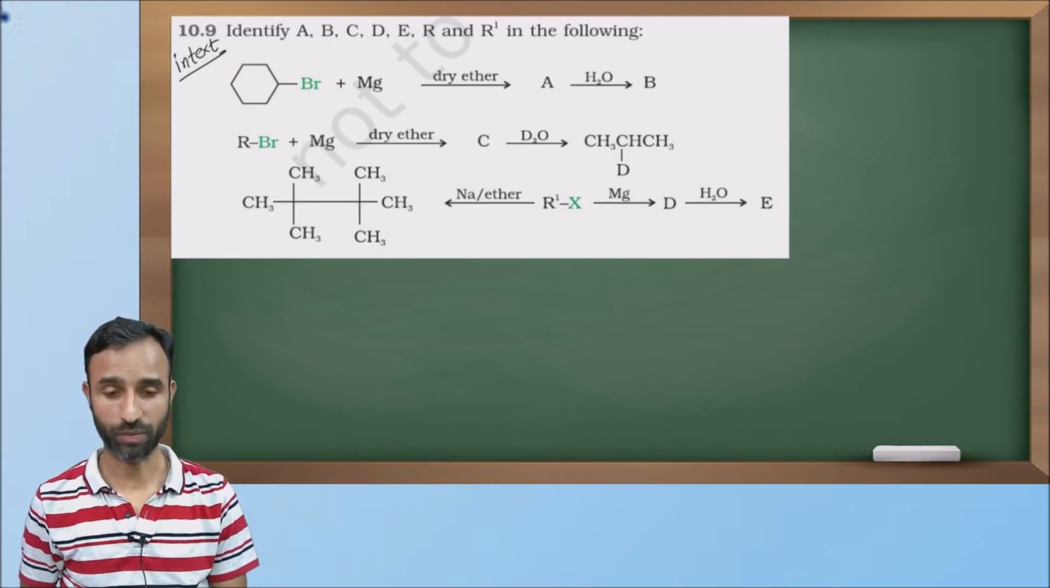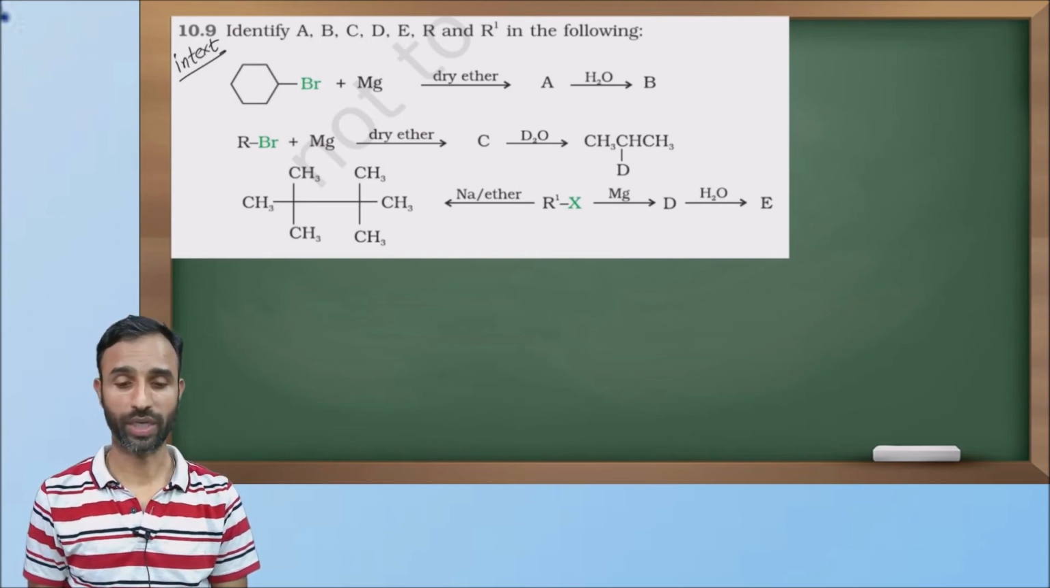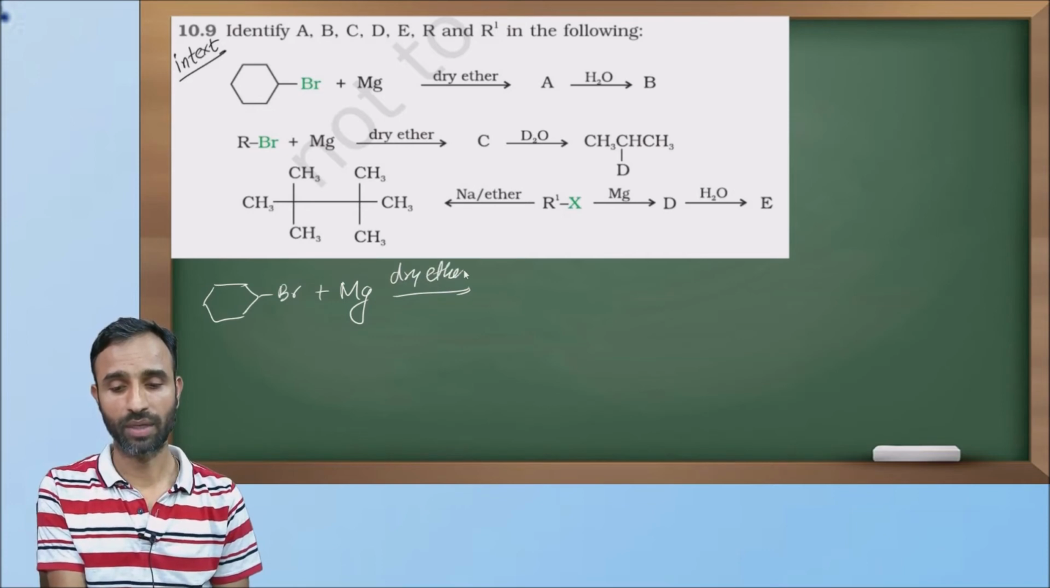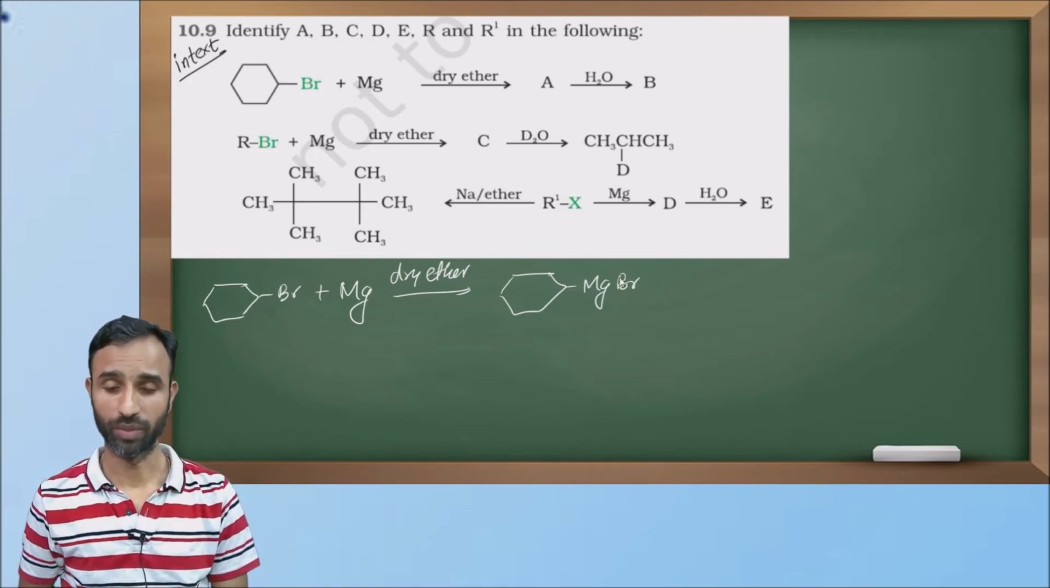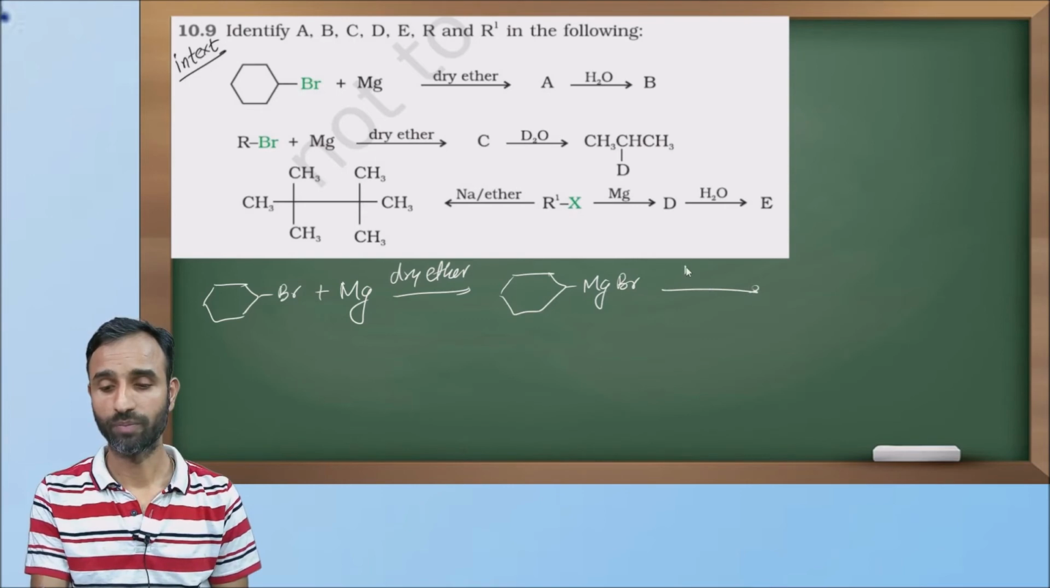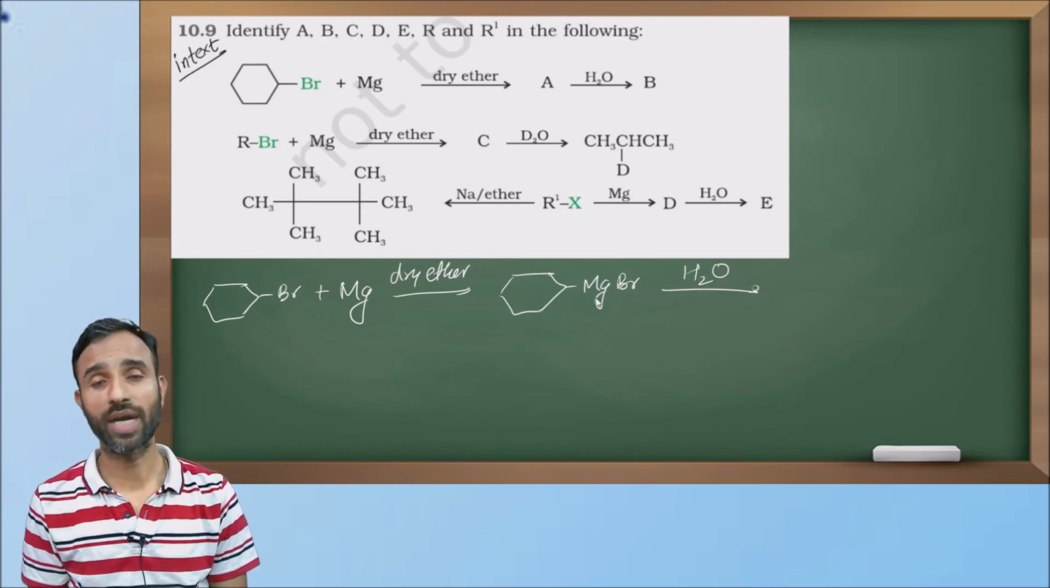10.9, in-text question 9. Identify A, B, C, D, E, R and R1 in the following. So first case, we have bromocyclohexane. When it comes in contact with magnesium in dry ether, we get Grignard reagent, meaning magnesium entered between carbon and bromine. So we get an organometallic compound, meaning a carbon-metal bond is there. This is Grignard reagent.